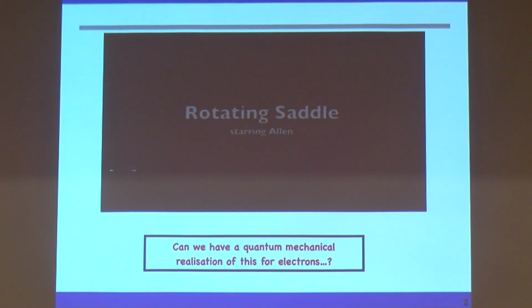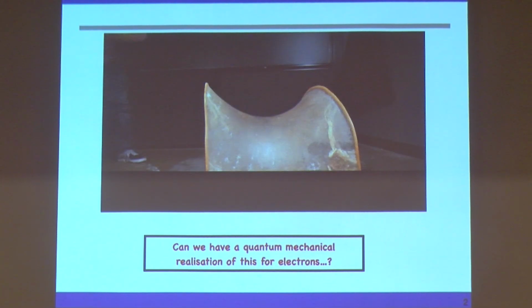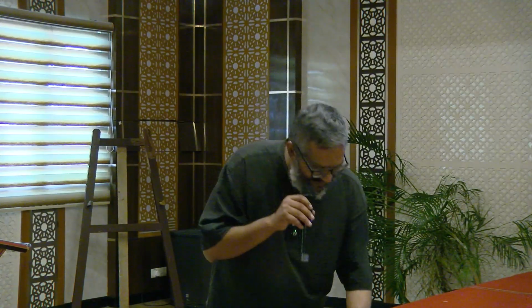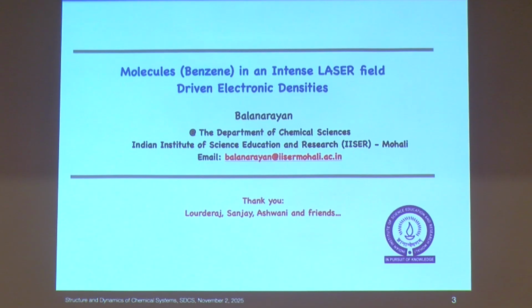So this is the question which I'm going to deal with today. Can we have a quantum mechanical realization of this for electrons? Basically, the rotation of the saddle is going to be mimicked by a circularly polarized laser. The idea is, can the circularly polarized laser induce electronic deformations in certain kind of systems? And the system which I'm going to look at is also another ring. There is also another connection with Professor Satyamurthy in this particular work. I'll talk about it. So we're going to talk about benzene in a circularly polarized laser.